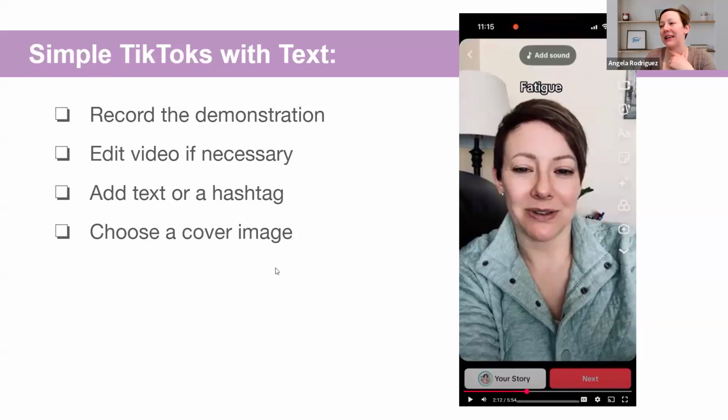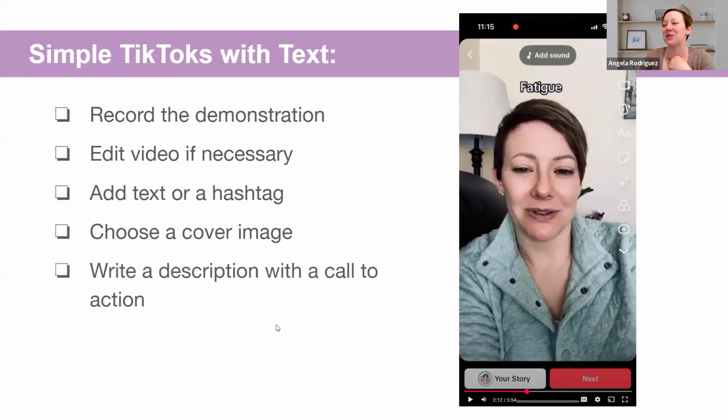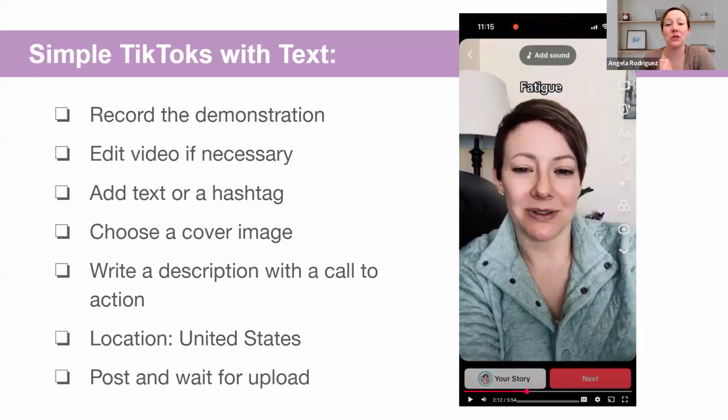Choose a cover image where your face isn't making a weird face. It happens more than you'd think once you get going on this process of recording yourself. Write a description with a call to action. Add the location as the United States, and that's about it. And then you just post.